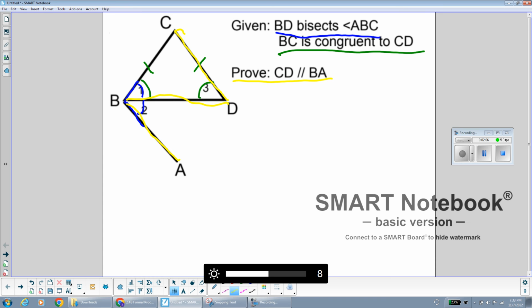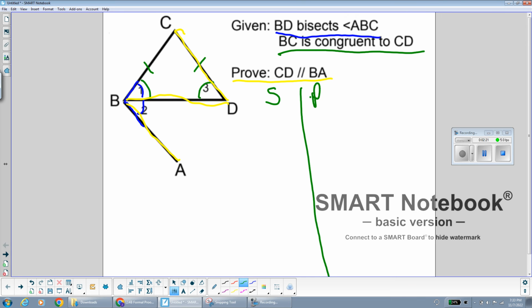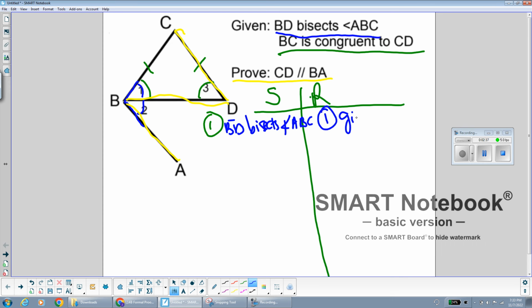So I'm going to write it up the same way that we just came up with our plan by taking each given individually, drawing the conclusions that we can from each of those givens, and then moving on to the next given when we're all out of conclusions for that. So statement, reason, chart. So we know, I'll put it in blue because we highlighted it in blue, segment BD bisects angle ABC. That's given.